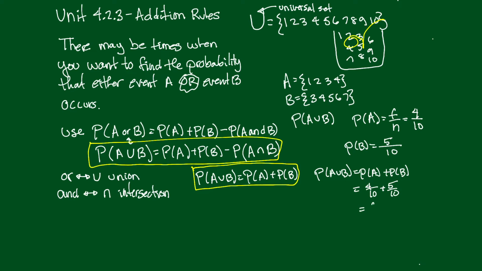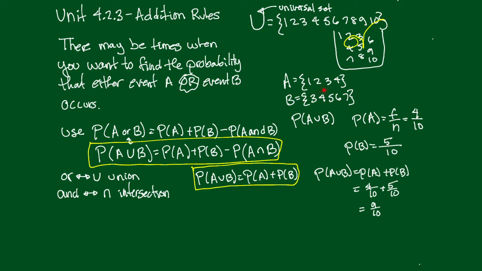Now that's equal to 9 tenths. But something's gone wrong here. See what we've done here? What if that number that we picked was 3? Well, if we pick a 3, then A will occur, but also B will occur. So we've counted that one twice.